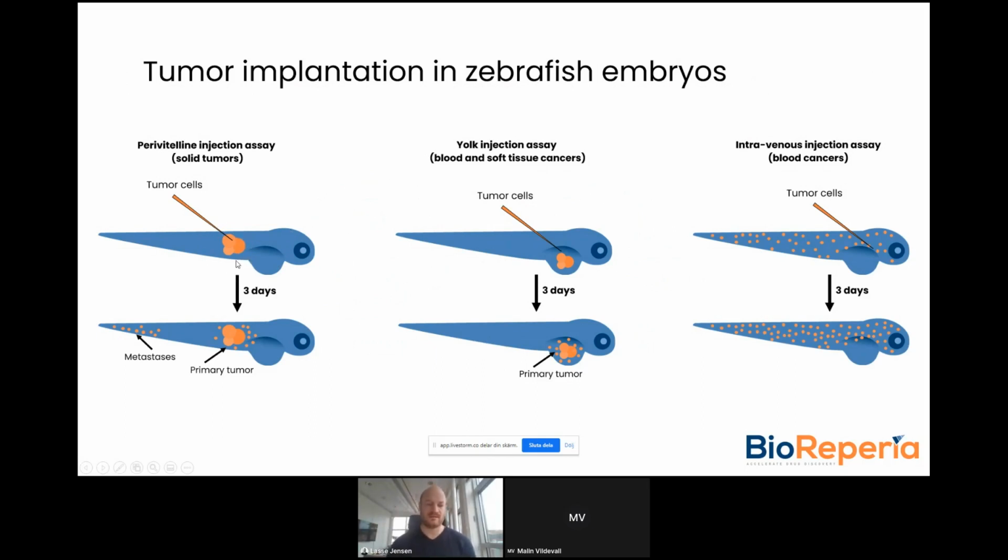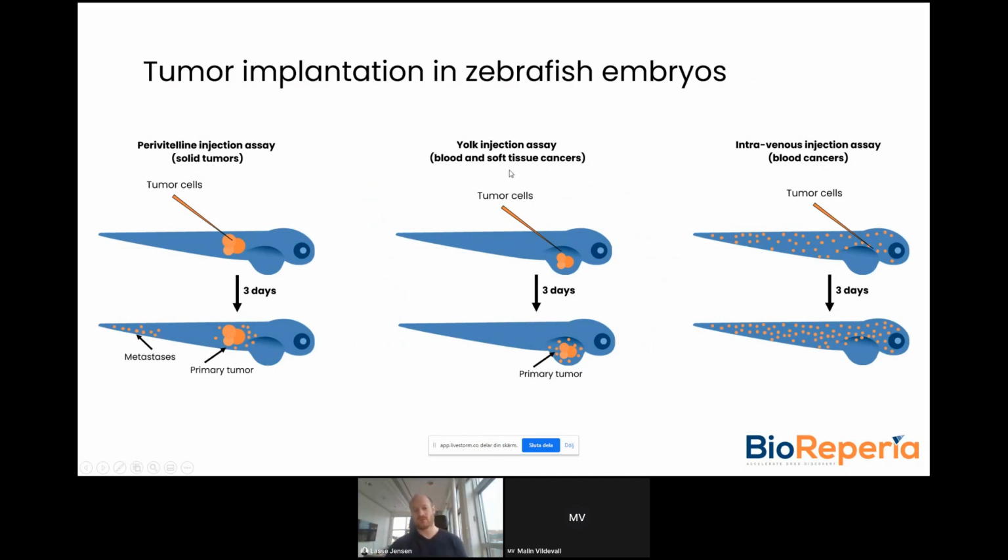This is the way that solid cancers are established in the larvae, and it will allow both visualization of the primary tumor and local invasion, and effects, of course, on regressing primary tumors, as well as the metastatic capabilities of these tumor cells and the effects on inhibiting metastasis.